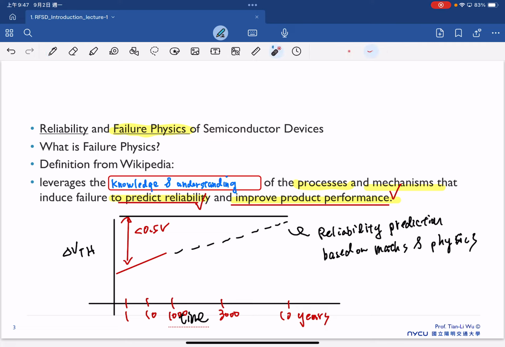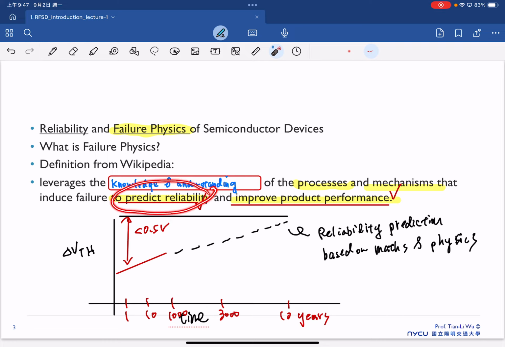In the end, we have to make sure that the 10 years should be smaller inside the spec. For example, in this case, the spec is 0.5 volt here. So if we can make sure that after 10 years, the threshold voltage should be below 0.5 volt, usually we can consider this product is being qualified. So that means this device can start to make the real product, and the customer will buy it because the customer will trust this device reliability here. So that's the first thing related to predicting reliability.